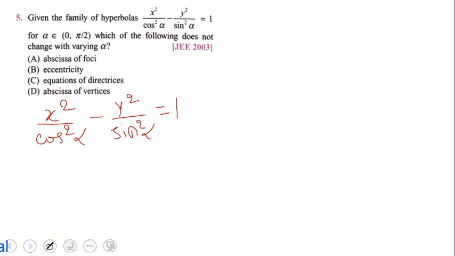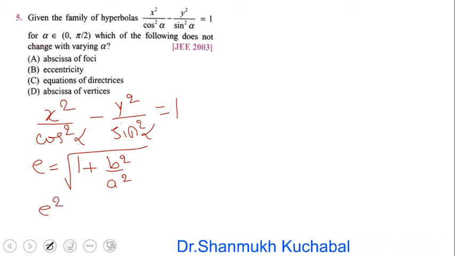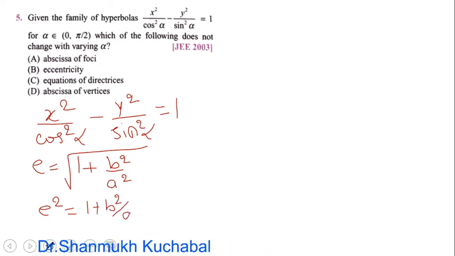four options here. First we'll calculate option A, the abscissa of the foci. So let us begin. For this I find the eccentricity. For a hyperbola, the eccentricity is E equal to square root of 1 plus b square by a square. Squaring both sides, we get E square equal to 1 plus b square by a square.